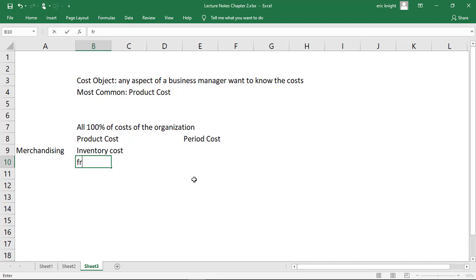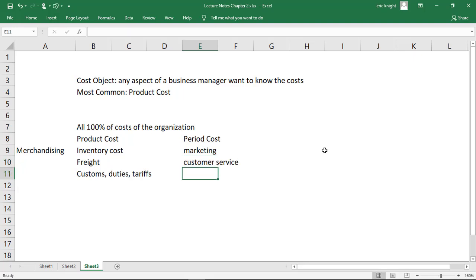So freight, which is a fancy word for shipping, right? Freight costs, and any other costs that we have to pay, like if we have to pay customs or duties or tariffs. Those would all be costs that we need to incur in order to get the merchandise inventory on the shelf. So that leaves the rest of the cost to be period costs. So for example, marketing, customer service, accounts receivable, people that owe us money, right, or businesses that owe us money. Those would all be examples of period costs.